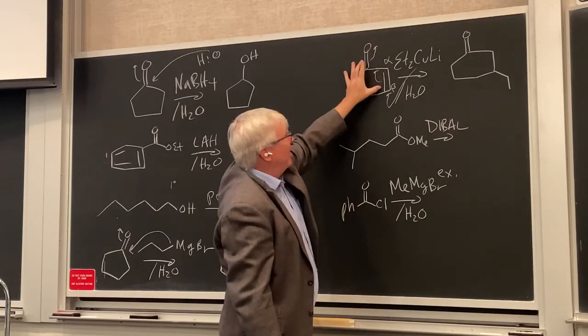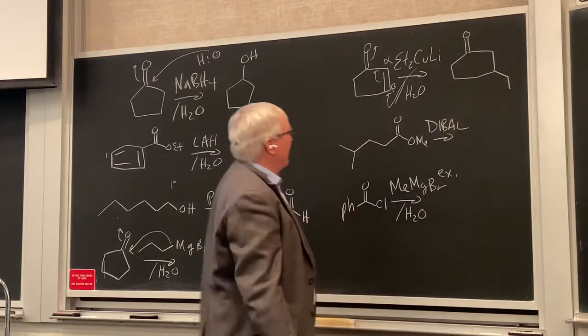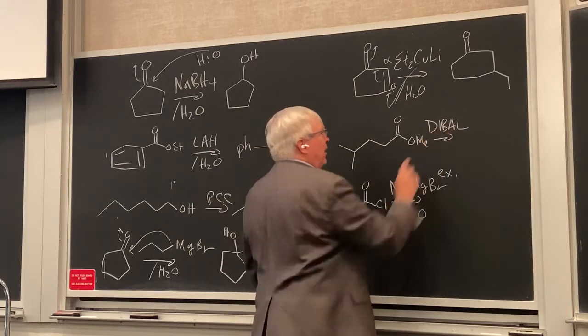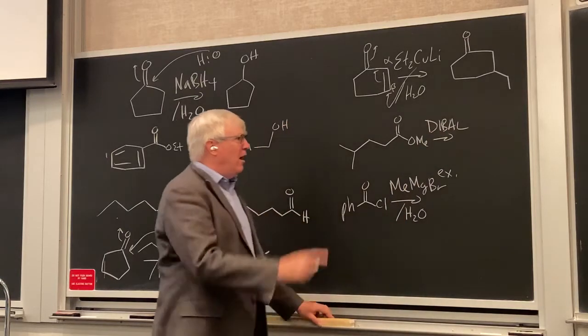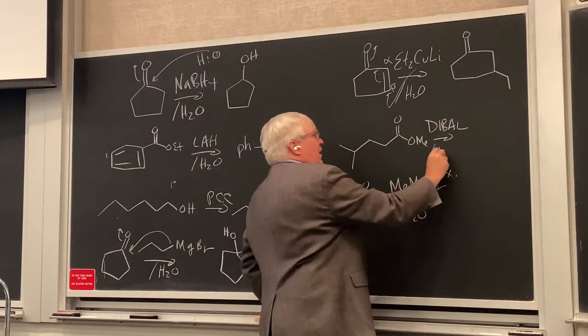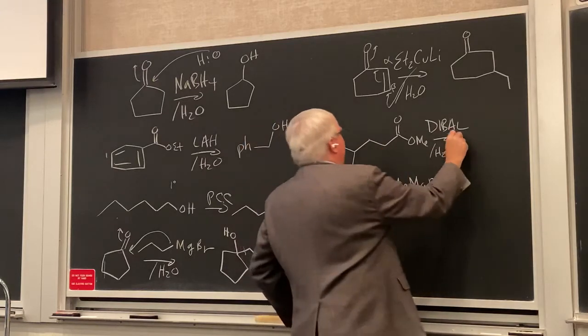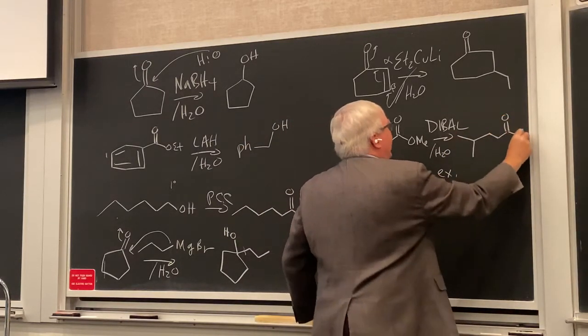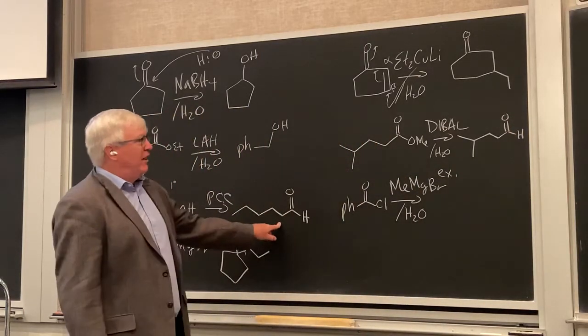It has to be an enone, okay? We get the product there. Dibal, diisobutylaluminum hydride, with an ester, quench with water. And what do we get here? We stop at the aldehyde stage. So it's kind of like PCC that does the partial oxidation.